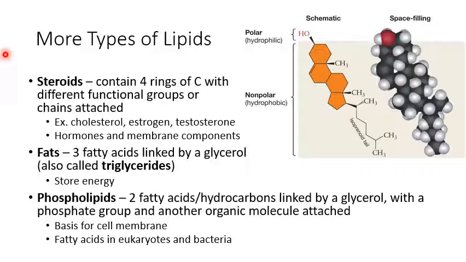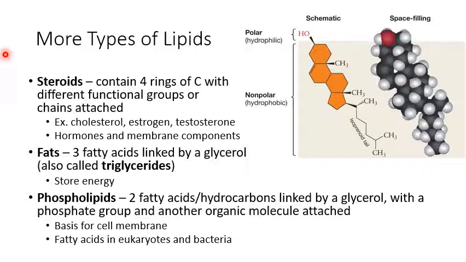Another type of lipid, the type that you're probably most familiar with, is the fat. A fat is actually 3 fatty acids that are all attached together by a glycerol molecule. And we'll look at the structure of that in a moment. Another word for a fat is a triglyceride. The glyceride part because it has a glycerol, and the tri part because it has 3 fatty acids attached to that glycerol. So if you ever see the word triglycerides, that's just a fancy word for a fat.